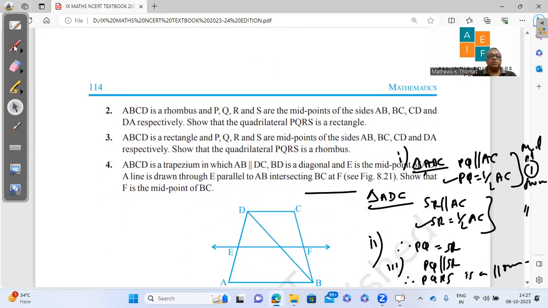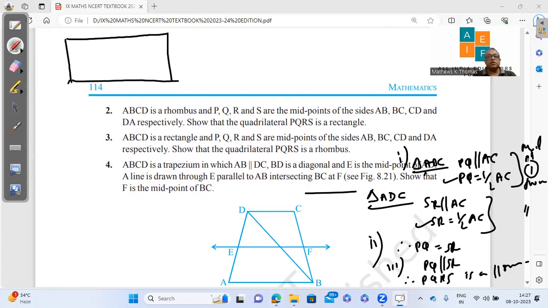Let's go to question number 3. ABCD is a rectangle now. So the original figure is a rectangle. So it's the reverse question now. And P, Q, R, and S are the midpoints. In question number 2, the original figure was a rhombus and we had to prove it's a rectangle. Now the original figure is a rectangle and we have to prove that PQRS is a rhombus.